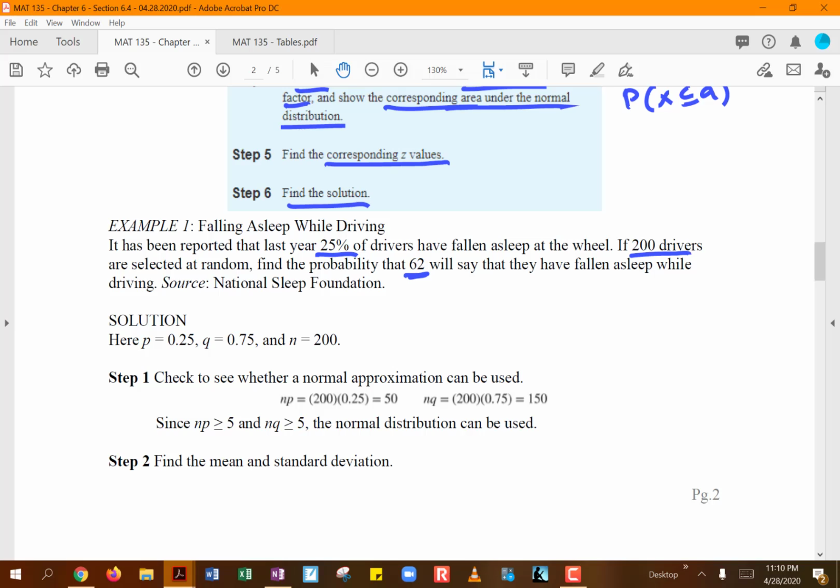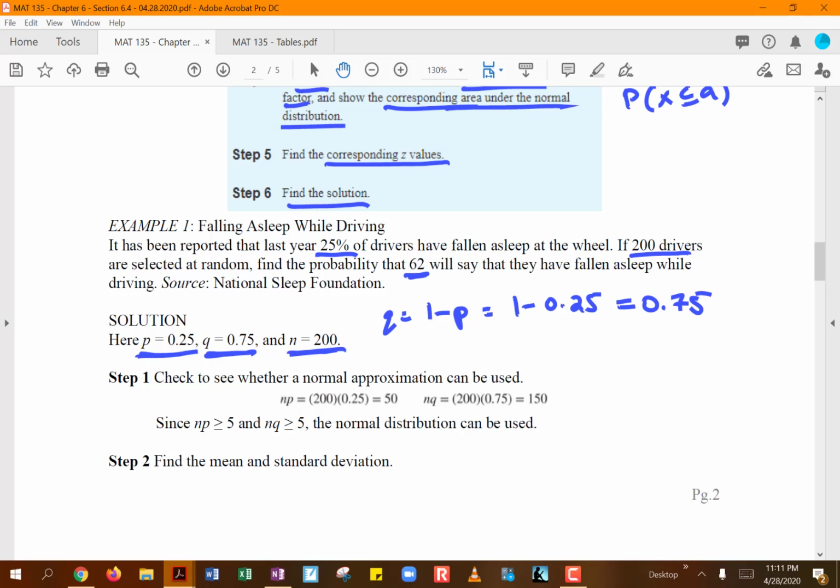So they're giving us the probability of drivers who have fallen asleep as 25%. So that's the probability of 0.25. Remember, your Q is 1 minus P. So if you just did 1 minus 0.25, you get the value of 0.75. So that's where they're getting this Q value of 0.75. And of course, we're talking about a random sample of 200 drivers.